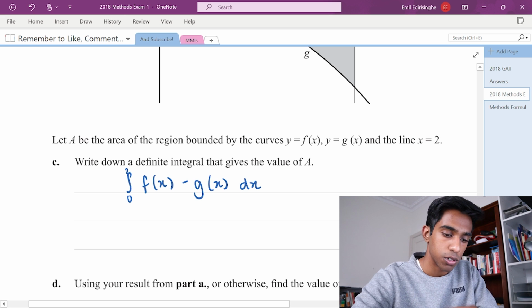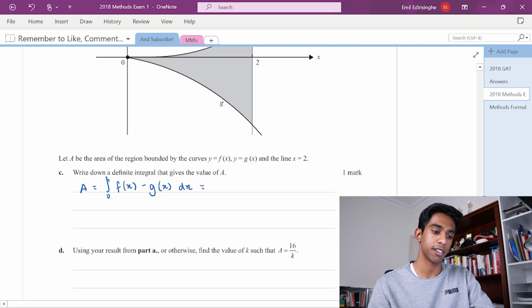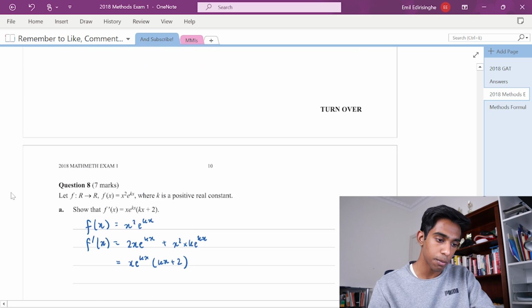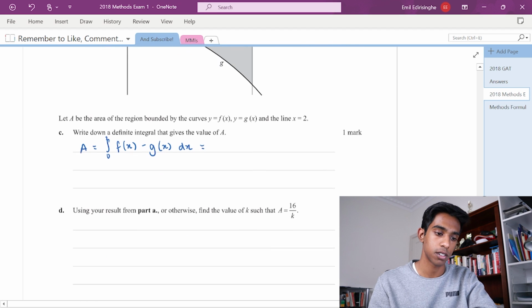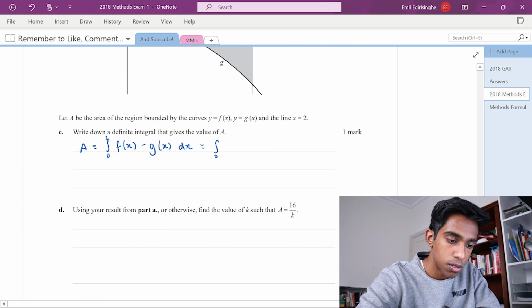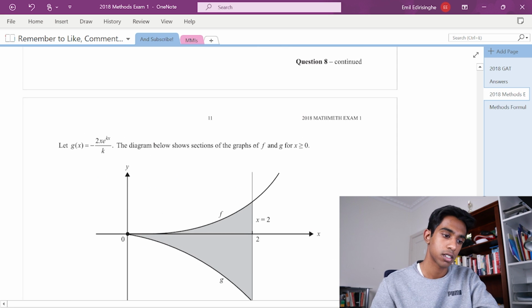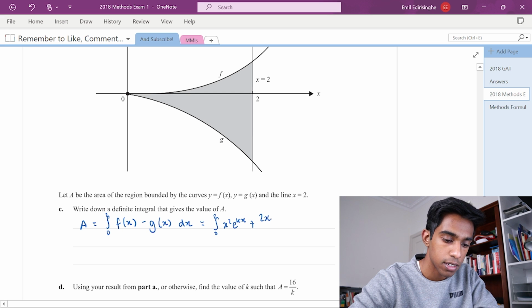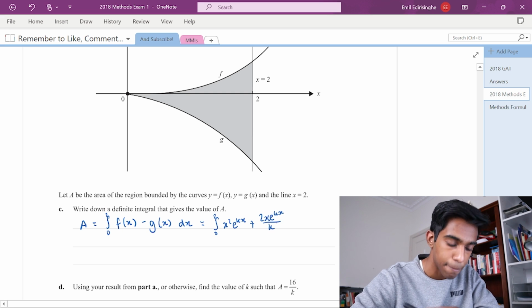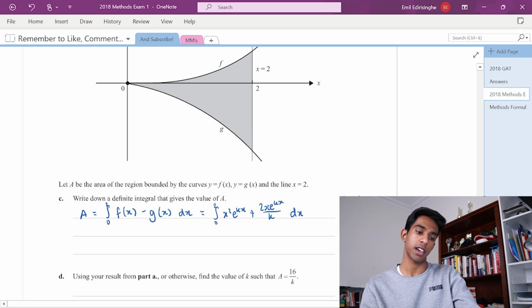And then therefore, we'll just write this out. So a equals that, which equals, I've forgotten what f of x is, but that is x squared e to the kx. So we've got the integral from 0 to 2 of x squared e to the kx minus, this is a negative, so we'll just change it to a plus, plus 2x e to the kx on k. I hope I've written that right. We get this, and that will be our answer for this question.